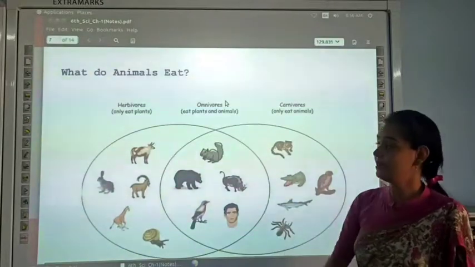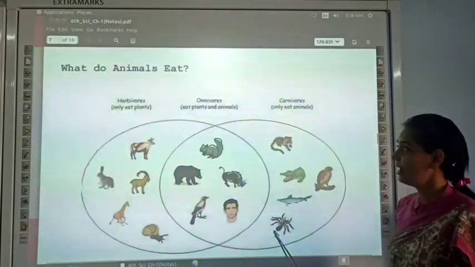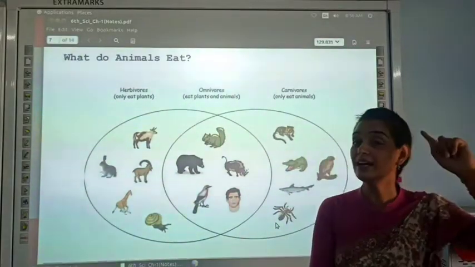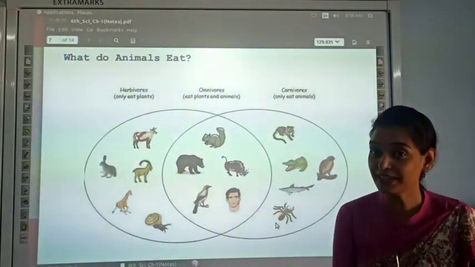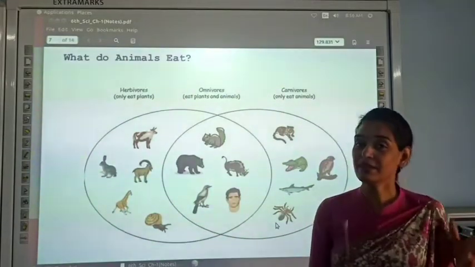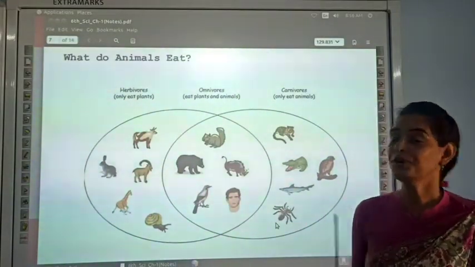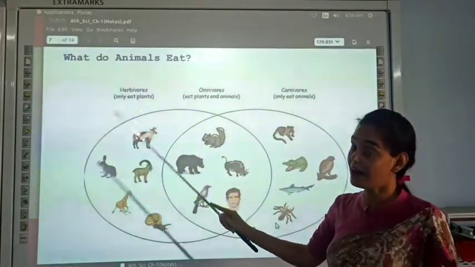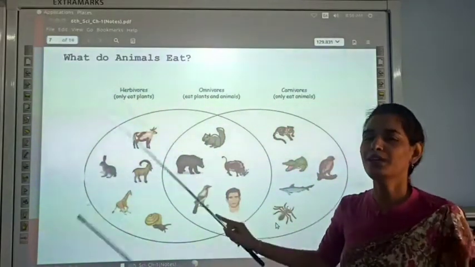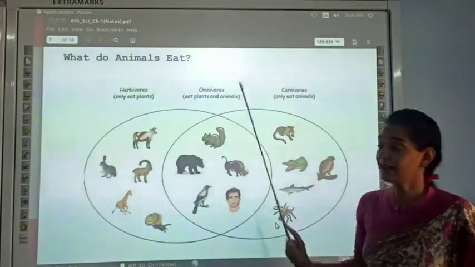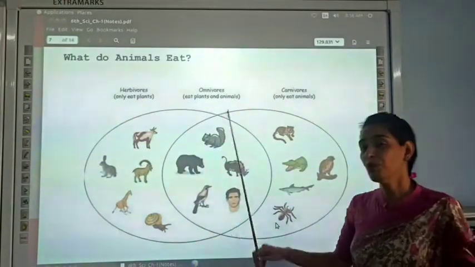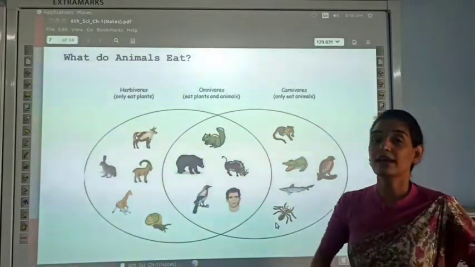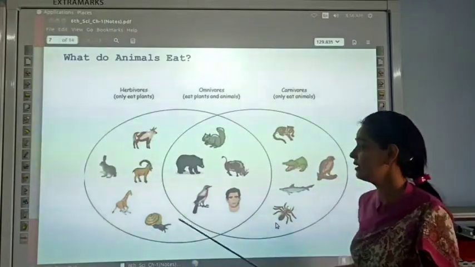So now, what do animals eat? On the basis of the food habit, in the starting of the chapter, I told you there are some categories of animals according to their food habit. I recently told you that there are herbivores that eat only plant products, and second are omnivores that eat both plants and animals, and others are carnivores that only eat other animals.